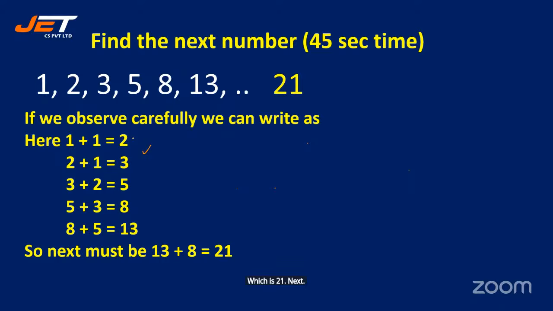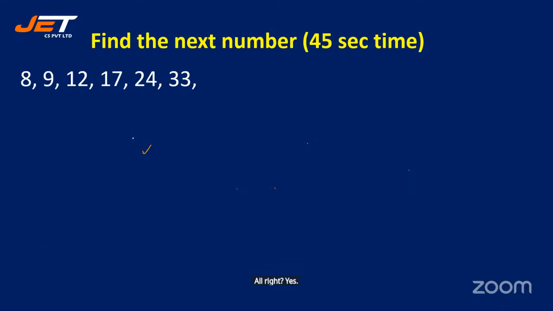All right? Yes. See the next pattern, we have 8, 9, 12, 17, 24, 33. Right? So now see here, what is the difference between 8 and 9? It is 1. No, before that, the relation between 9 and 12 is 3. So 12 and 17.